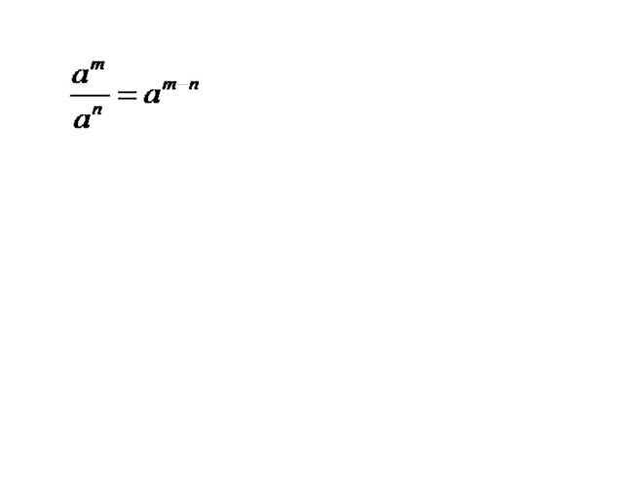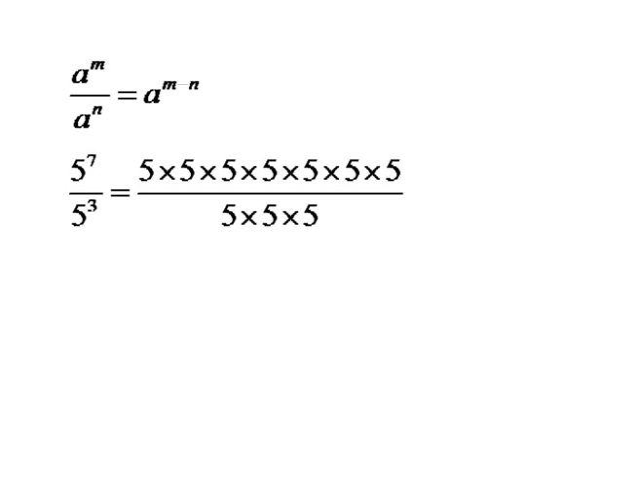Let's have a look at a rule for division then. a to the m divided by a to the n is equal to a to the m minus n. Now, why is this true? Well, let's start with an example, 5 to the 7 divided by 5 to the 3. You can see that's written out here. 3 of the 5s cancel top and bottom, leaving 5 to the 7 minus the 3 that have cancelled, so 5 to the 4, or 5 to the 7 minus 3.